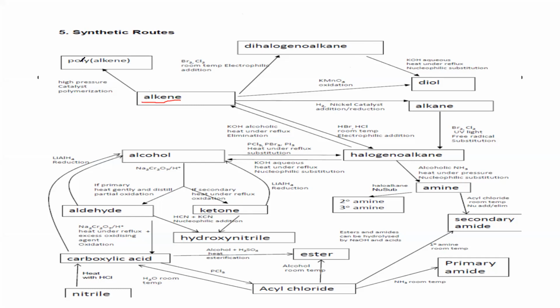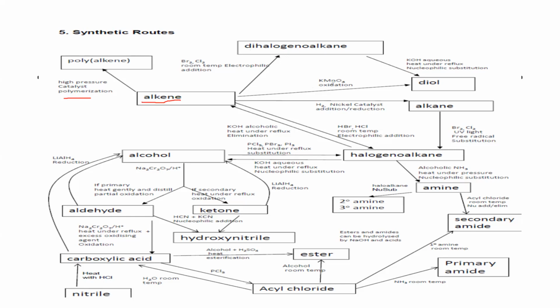If you want to convert alkene into polyalkene, or polymer, what are the reaction conditions? It should be a high pressure catalyst and the reaction is polymerization. If we want to convert alkene into dihalogen alkane, meaning two halogen substituent groups, we should use either bromine or chlorine at room temperature, and the reaction is electrophilic addition. This mechanism you took in AS chemistry.